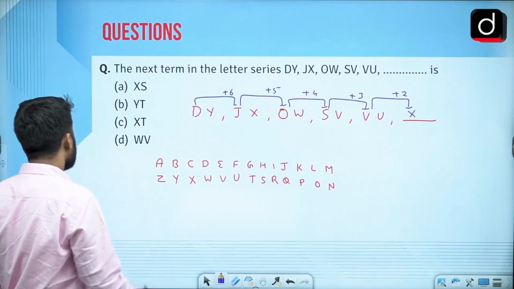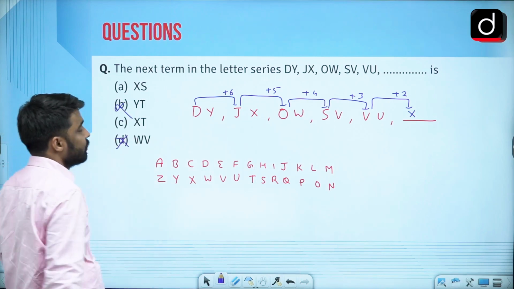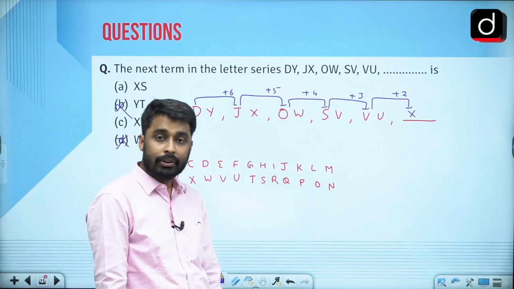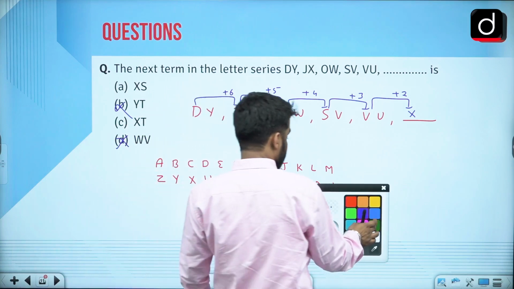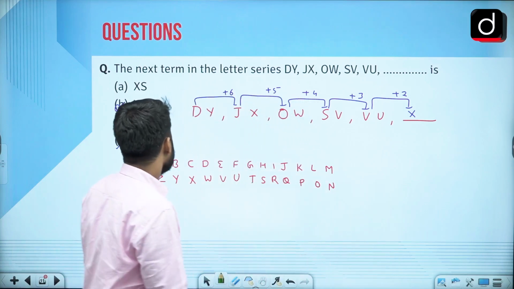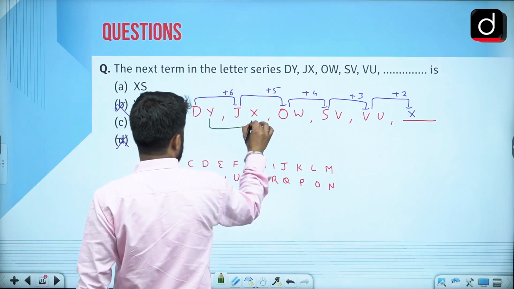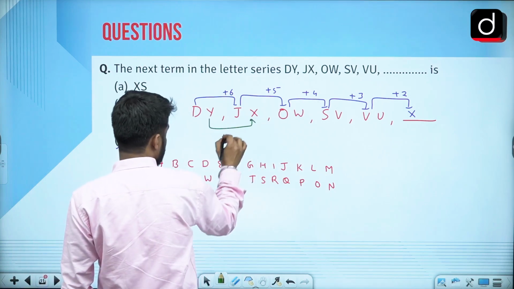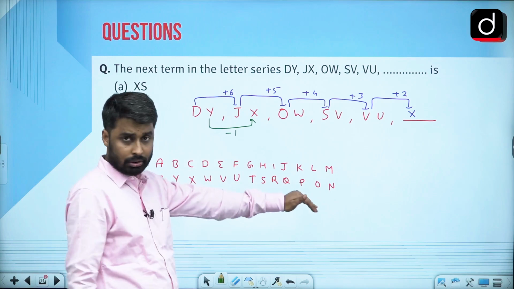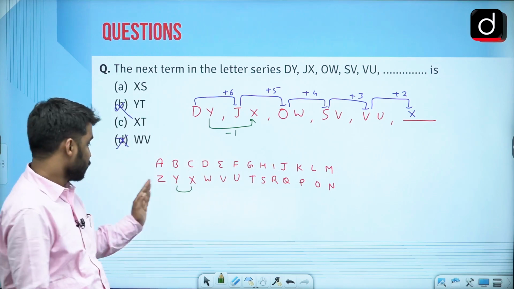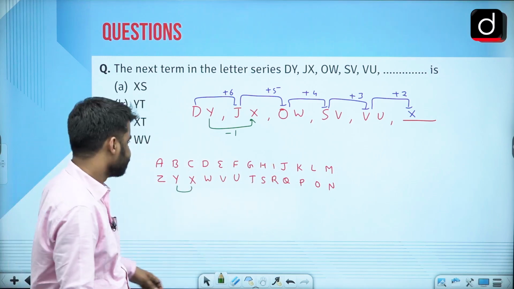And we have two options that start with X. Right, so let's find out the logic of the second letter. From Y to X, the gap is minus 1. We are moving now in reverse order, in an anti-clockwise order. So, sir, the gap would be negative.